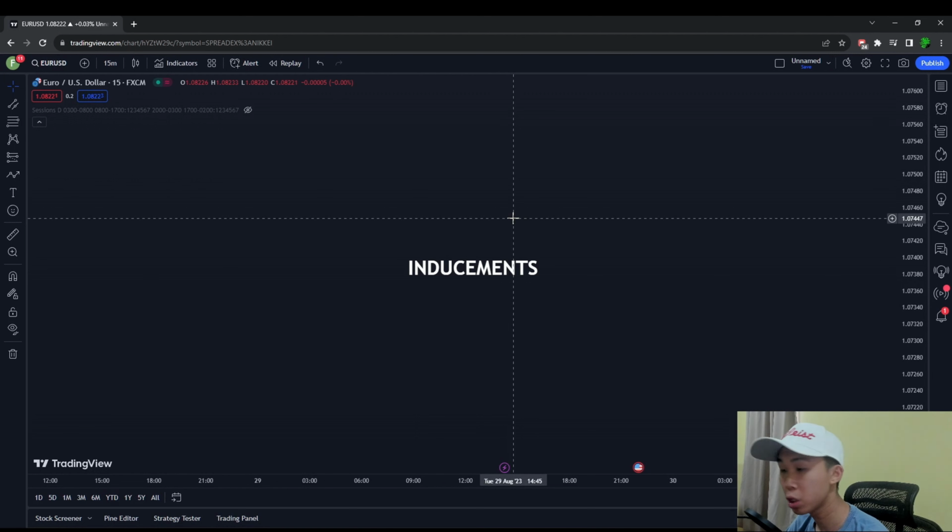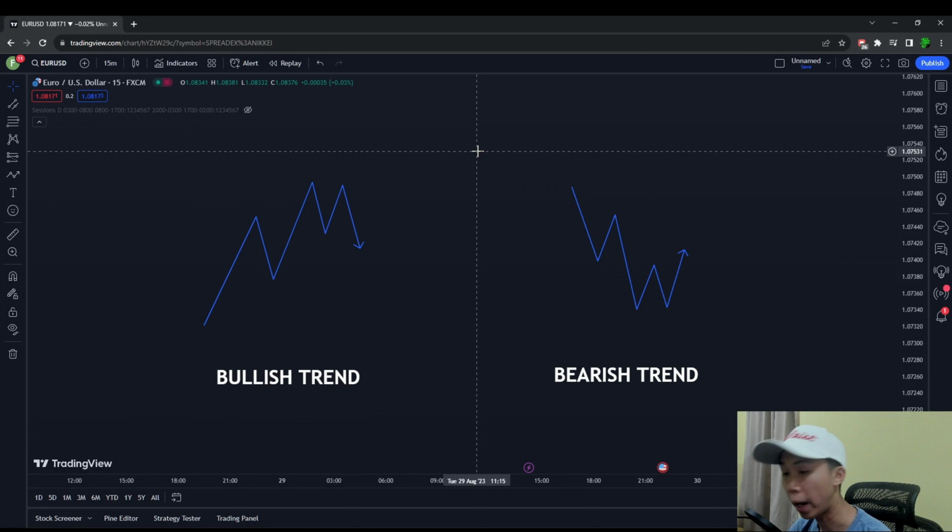Before we go on to the charts, we first have to understand what inducements are. Sounds like a very fancy word, am I right? But it's actually very simple. It simply means trap. So why do we call it a trap? Because inducements is what banks or the institutions use to induce or to trap you buying or to trap you selling. Now I'll be using some diagrams to teach you what inducement is.